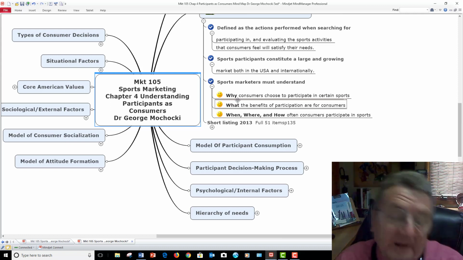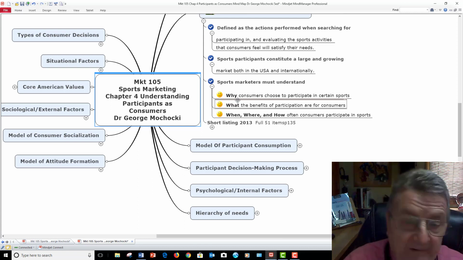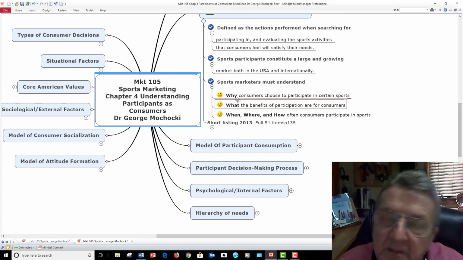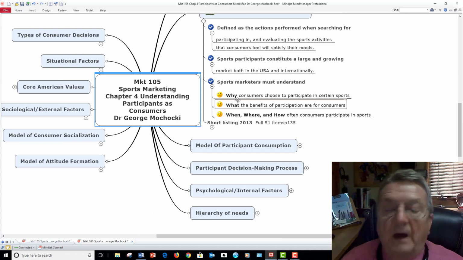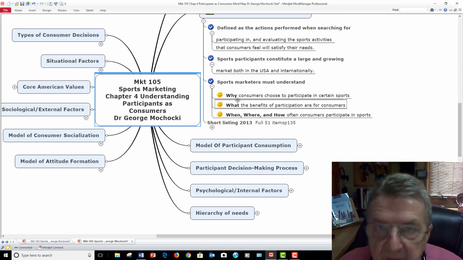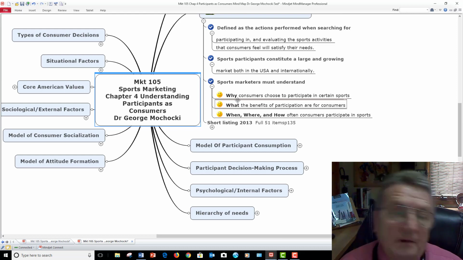Ice skating or hockey, I've got to have a set of skates and ice. Golf, I've got to have clubs. I'm very limited in why. But I'm not saying that's wrong. You just have to understand why the participants you're trying to target participate in certain sports. What are the benefits of participation for the consumer?